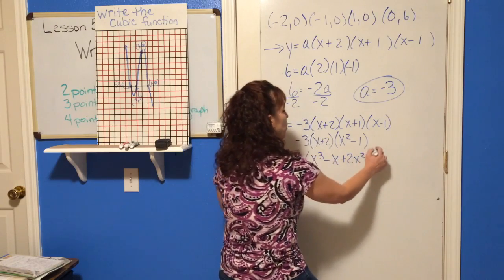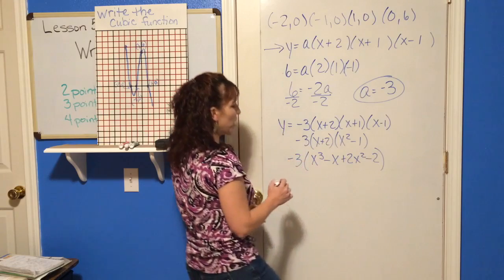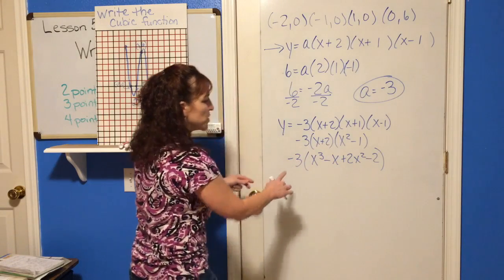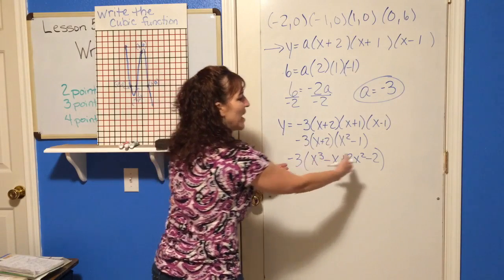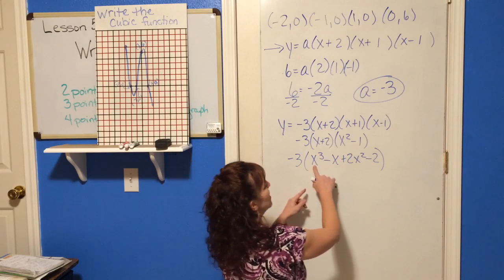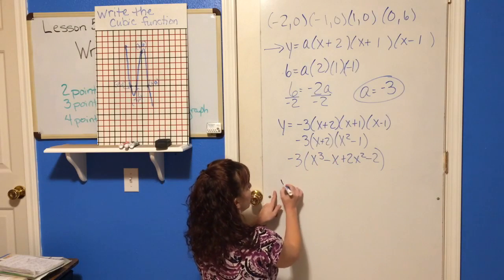And now you're going to multiply all that by negative 3. And I'm going to do this in one step, so hopefully it doesn't mess you up. What I'm going to do is multiply through by the negative 3, and I'm going to put them into order. All right? So first I'm going to take my x cubed and multiply by negative 3.